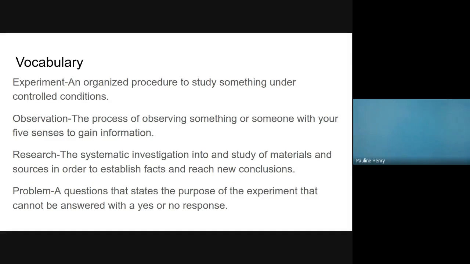The vocabulary for this week: experiment, observation, research, and problem. Please make note of the definitions to these words in your Jamboard. You may pause the video if necessary.